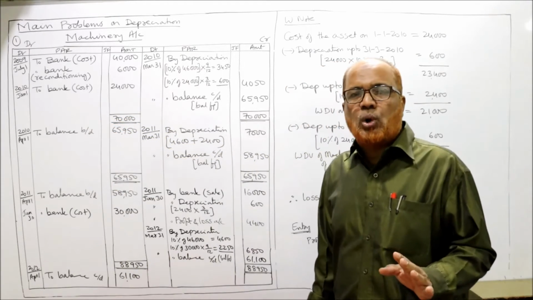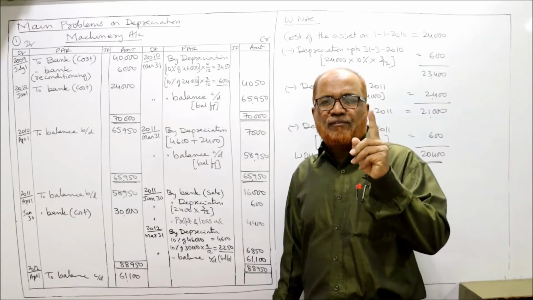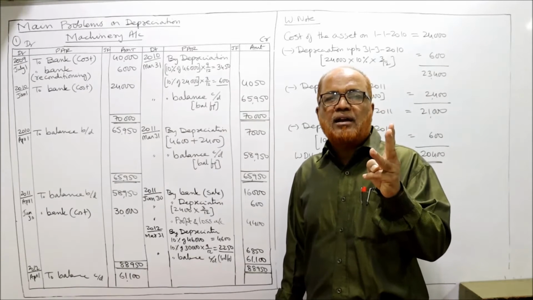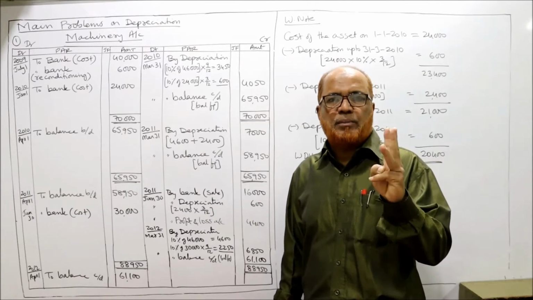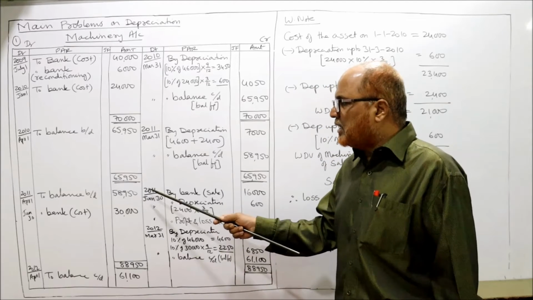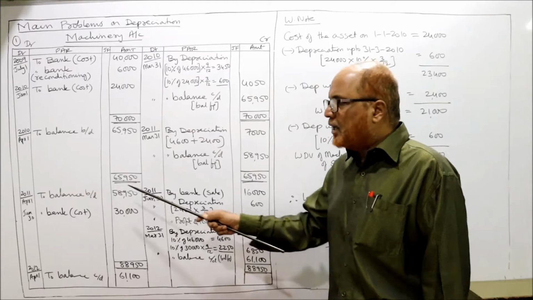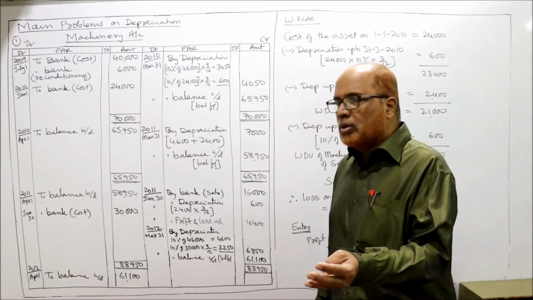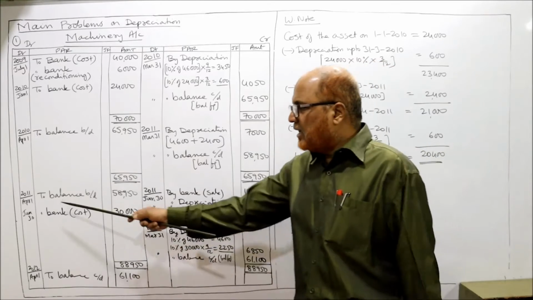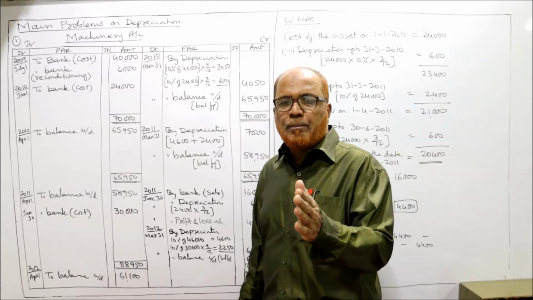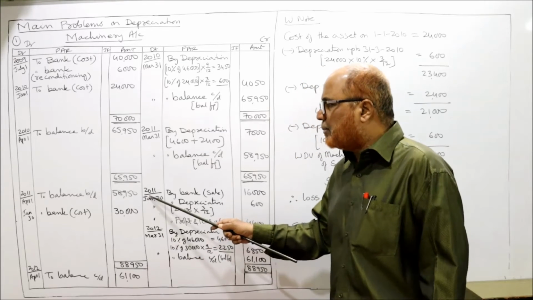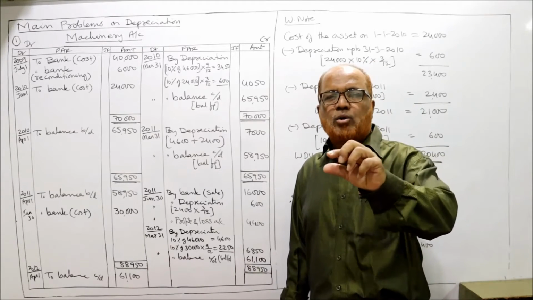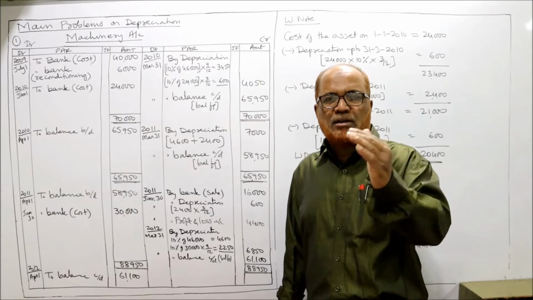So whenever a machine is sold, 3 entries we have to pass. The first entry is sale proceeds. The second entry, depreciation. Third entry, profit or loss, whatever it may be. So here the machine is sold on 30th June 2011. The year begins from 1st April 2011, and April, May, June, only 3 months. When the machine is sold, 3 entries. The first entry: bank account debtor to machinery account.